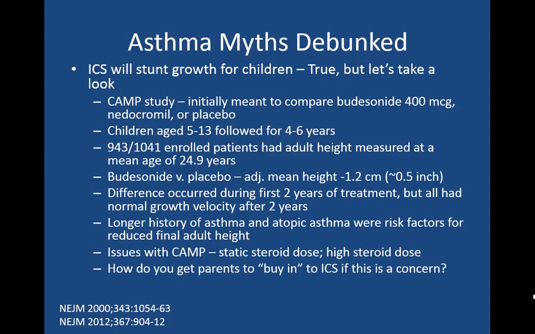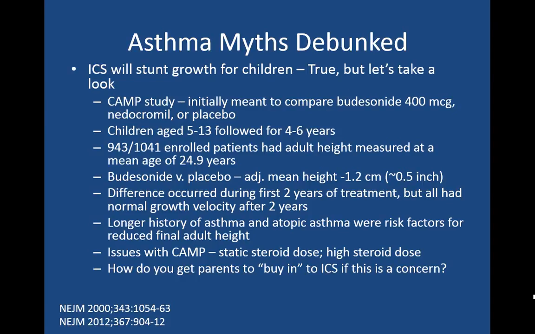So there was a CAMP study that initially was done, like, I don't know, 20 years ago, okay? It looked at patients. This is one of the first studies that told us that steroids should be the backbone of therapy for asthma. So it looked at budesonide, 400 micrograms a day, nedocromil, which we don't even use anymore, one of the mast cell stabilizers, or placebo. And they overwhelmingly found that budesonide did the best. That was the best control. They were all kids age 5 to 13, and they followed those patients on the same dose of medication or placebo for 4 to 6 years.